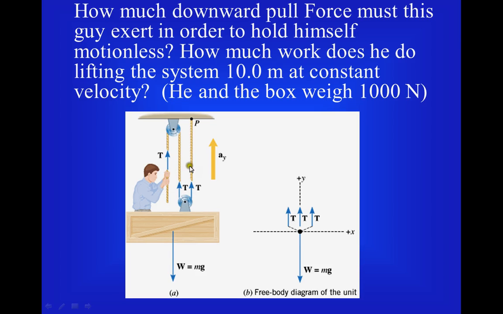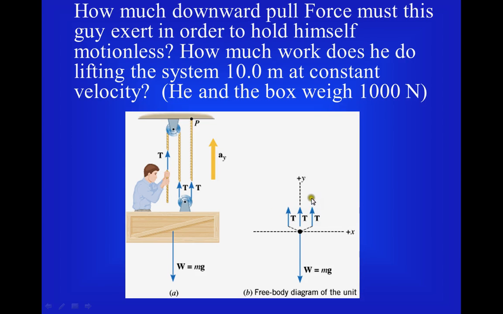The pulleys are providing 3 times the tension force. All 3 tensions are opposing the weight. If this person wants to hold himself motionless and he and the box weigh 1,000 newtons, then he only has to provide 333.3 newtons of force to hold himself still.